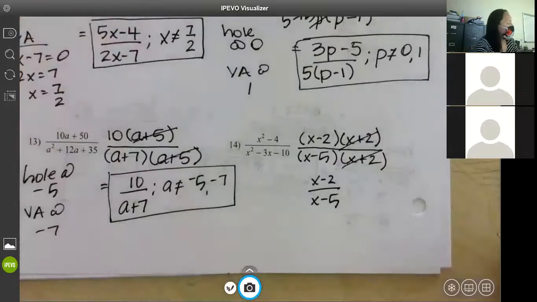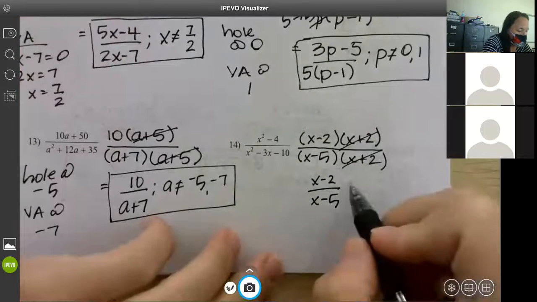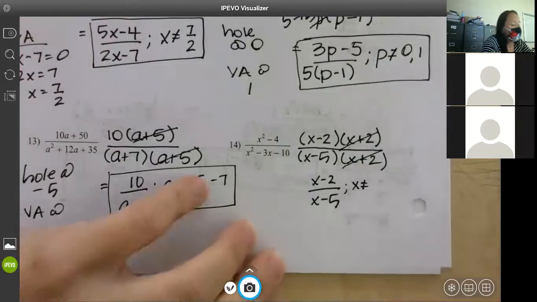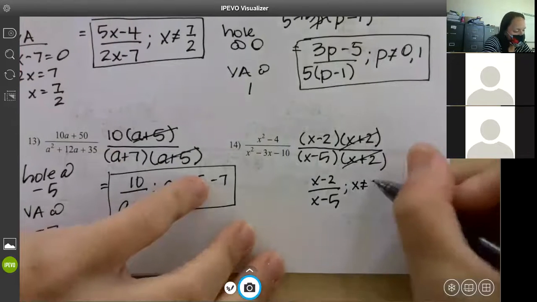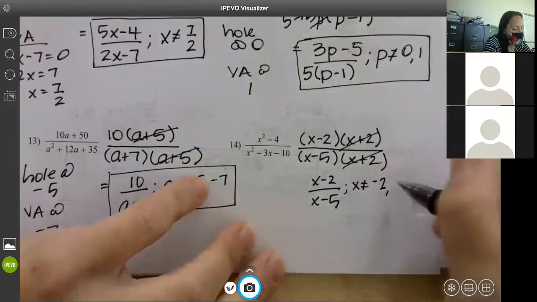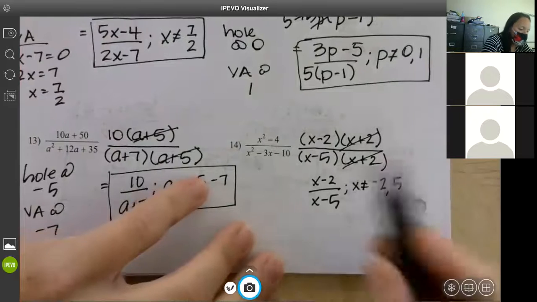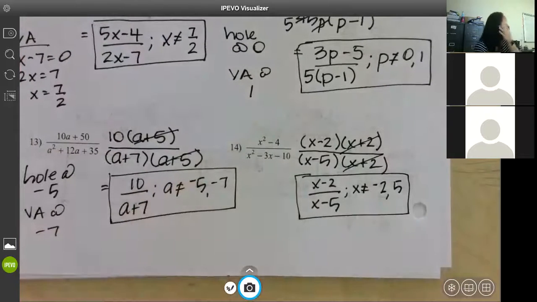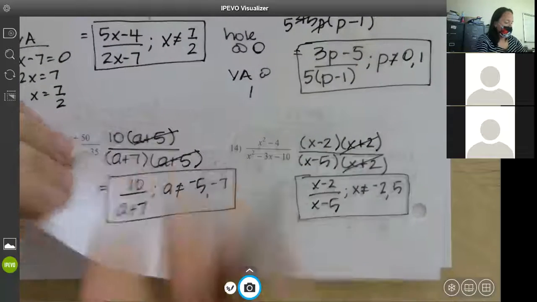Don't try to cancel anything out. Remember, they have to stay together. However, x cannot equal, where's our hole? Negative 2. And our asymptote, 5. That's it. And again, you don't have to write hole, vertical asymptote, whatever, unless they ask you to identify it specifically. But as far as identifying excluded values, this is the exact way. Okay.